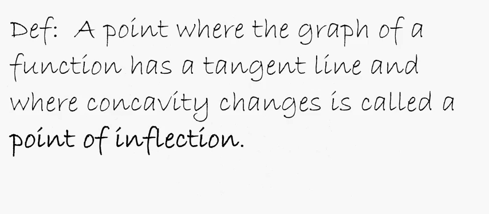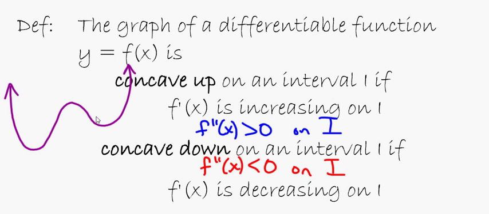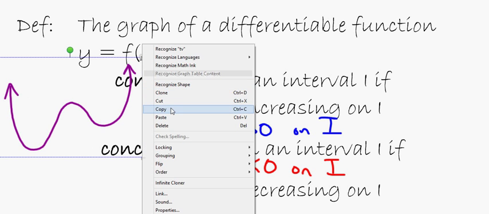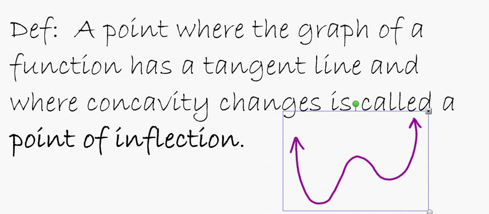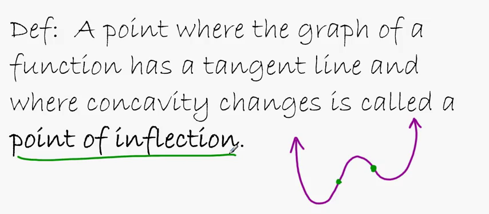A little bit of vocabulary. A point where the graph of a function has a tangent line and where concavity changes is called a point of inflection. So if I were to go here and copy this and then bring it over here and paste it, we would say that this point here and this point here where concavity changed were called points of inflection, places where concavity changes.